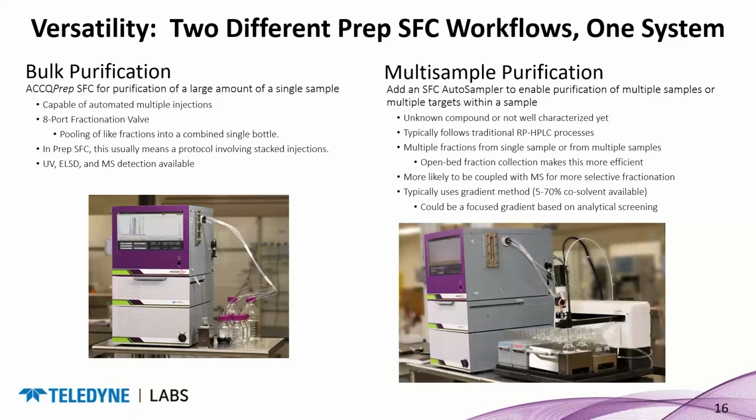We also have an ability to run sort of an analytical screen on our prep columns in that system. So if you put 6 prep columns in there, you could run a tiny amount of material on each and get answers quickly on which stationary phase might be best for your sample, and not use an analytical instrument.